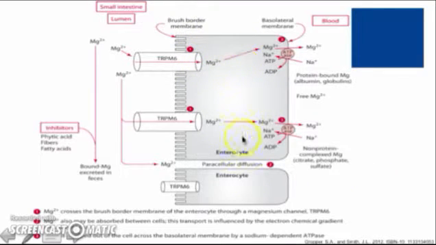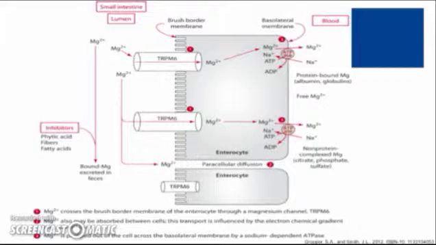From here we see the entry of the magnesium into the enterocyte, and then the movement of magnesium from within the enterocyte into circulation. And you can see that there's this ATPase that is used to pump the magnesium from the enterocyte into circulation through the basolateral membrane. And we can see that this is an active process. We see the involvement of ATP as well.